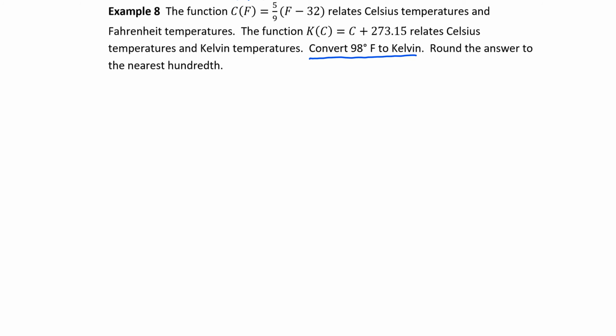Now, you can do this with the composition, but remember, a composition is really just evaluating 2 functions in a row. So we need to convert 98 degrees Fahrenheit to Kelvin. What we're going to do first, we have a Fahrenheit temperature. We're going to first convert that to Celsius, and then we'll take that Celsius value and convert it to Kelvin. So notice again, we're just evaluating 2 functions in a row. So we're going to find C of 98 degrees. So I'm going to plug 98 in for F.